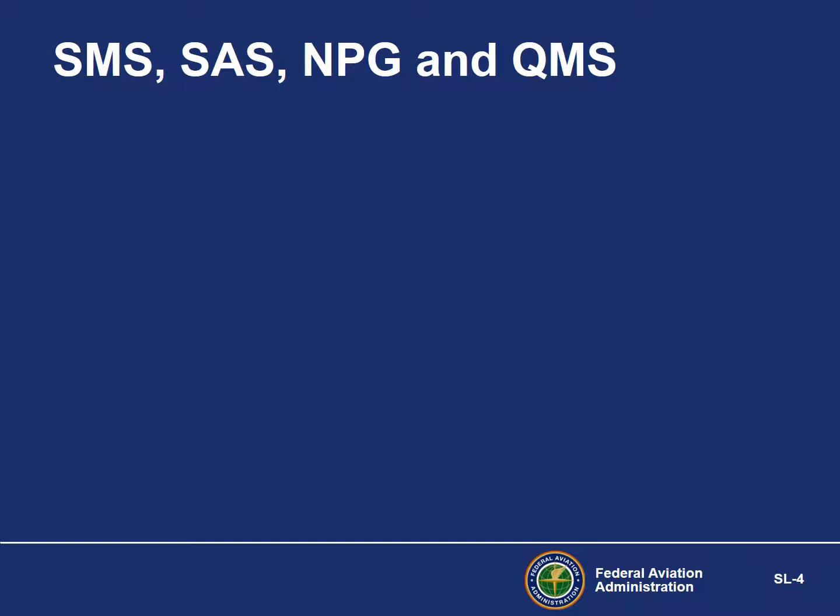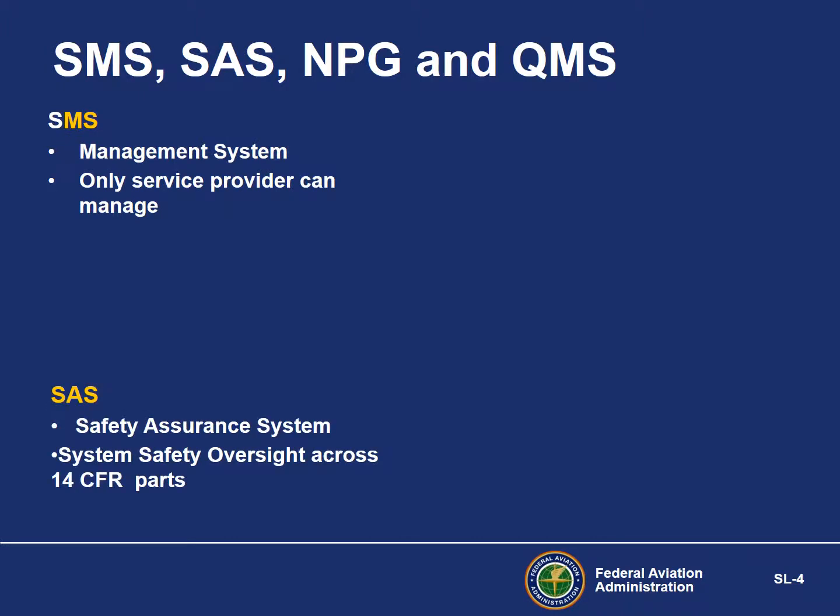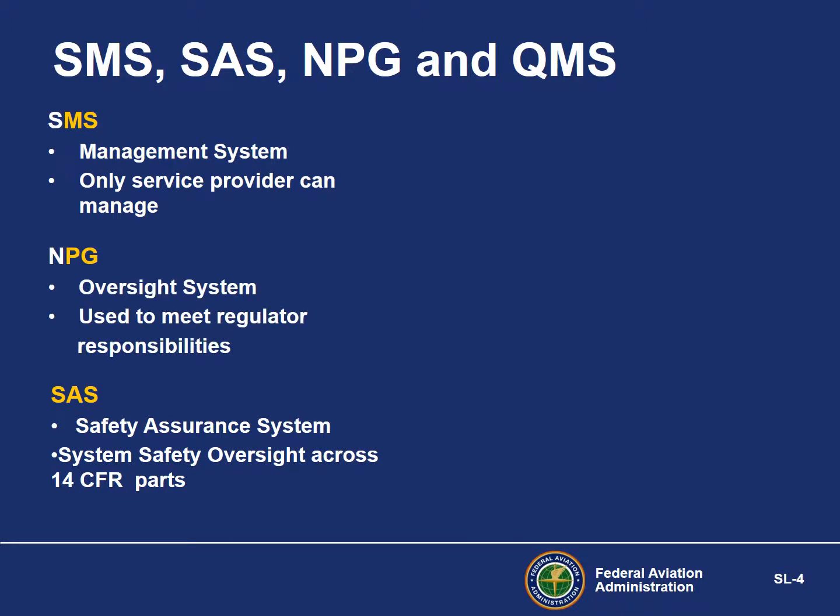Let's compare SMS, the Safety Assurance System, SAS, National Work Program Guidelines, NPG, and a Quality Management System, QMS. Pay particular attention to the last two letters of each acronym. SMS is a management system. NPG are program guidelines for an FAA oversight system. Let's examine the similarities and differences between SMS, the Safety Assurance System, SAS, and a Quality Management System, QMS.